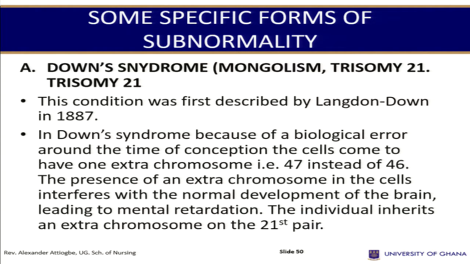Some specific forms of subnormality. The first one I want to talk about is Down syndrome, also called Mongolism or trisomy 21. This condition was first described by Langdon Down in 1887. In Down syndrome, because of a biological error around the time of conception, the cells come to have one extra chromosome, that is 47 instead of the normal 46. The presence of an extra chromosome in the cells interferes with the normal development of the brain, leading to mental retardation. The individual inherits an extra chromosome on the 21st pair.